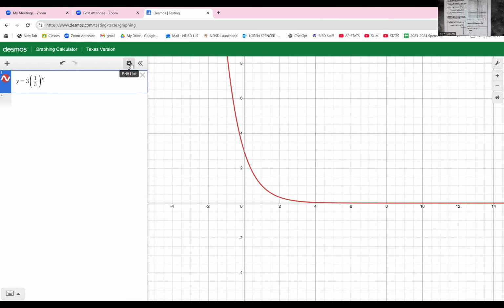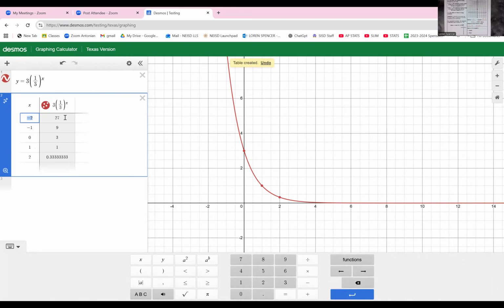Let's go ahead and hit the gear. And we're going to hit the ask for the table. And we got a table. So at -1, we have 9. So -1, 9, I'm going to write that down. We also have a 0, 3. Then we have a 1, 1. And then we have a 2 at 0.333. If I put in 3, we get 0.111. And that's as far as we're going to go.